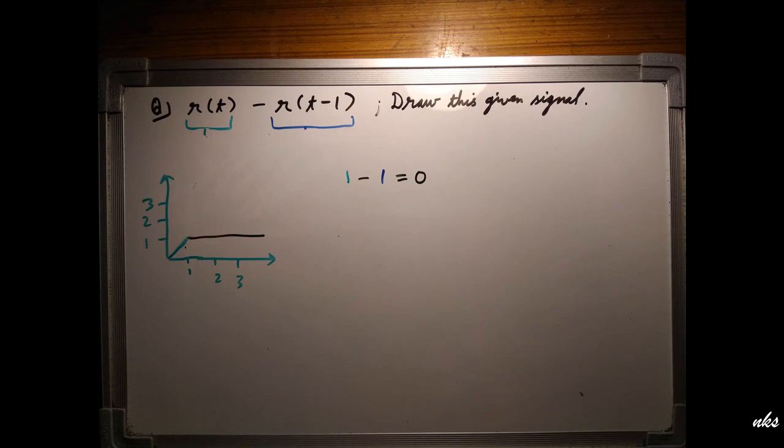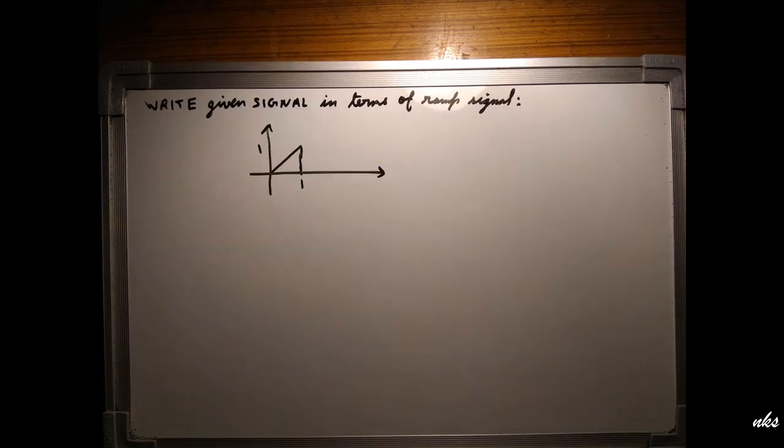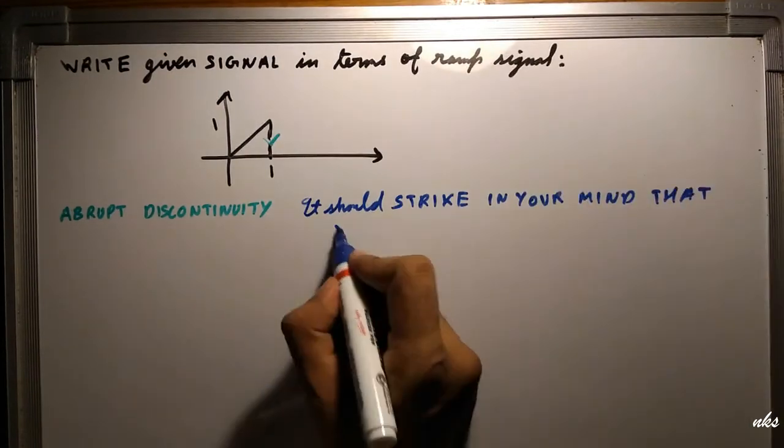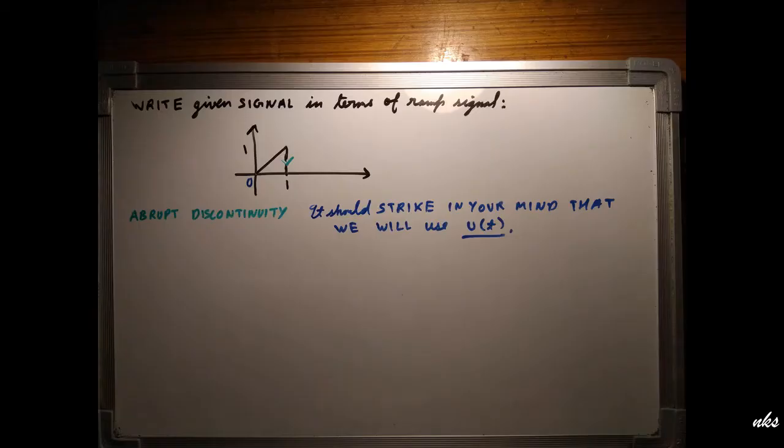Now another question: write the given signal in terms of ramp signals. Here again we have seen the abrupt discontinuity. Every time you see something straight 90 degrees upwards or 90 degrees downwards, it is an abrupt discontinuity. Automatically it should strike your mind that on differentiating this we will get an impulse. We can easily see that there's a ramp signal starting from t equal to 0, r of t, here as shown on the screen.